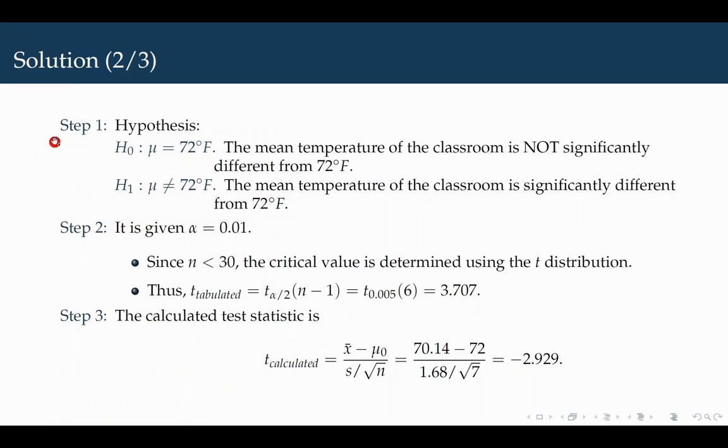So we have to first state the null and alternative hypotheses. H naught: mu equals 72 degrees Fahrenheit, which means the mean temperature of the classroom is not significantly different from 72 degrees Fahrenheit. And the alternative states that the mean temperature of the classroom is significantly different from 72 degrees Fahrenheit. So again, the alternative hypothesis is a different-from type. Therefore, here we have a two-sided alternative hypothesis, or it is a two-sided test.